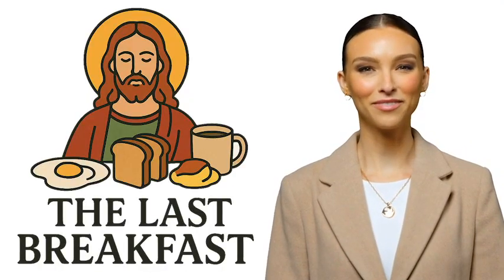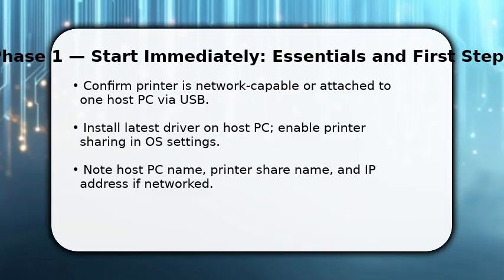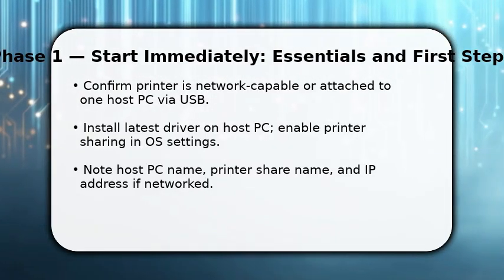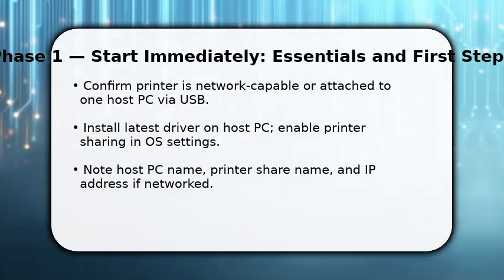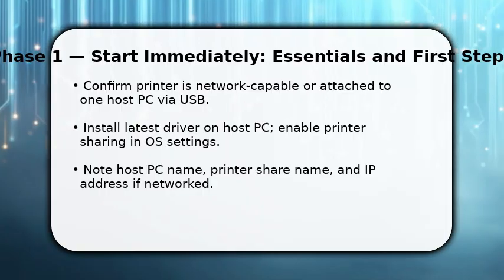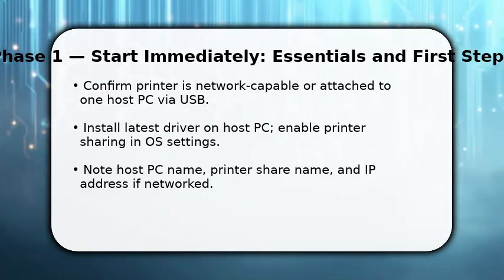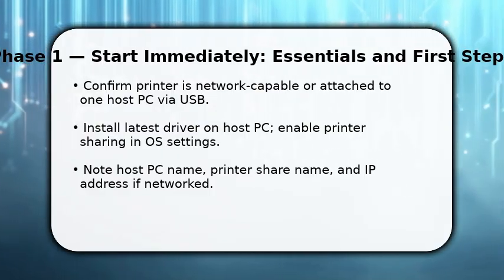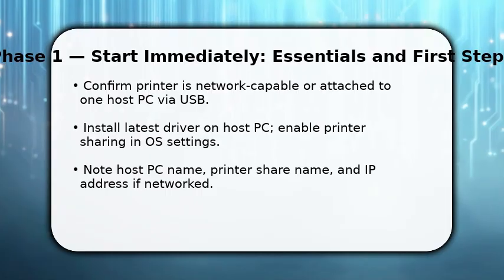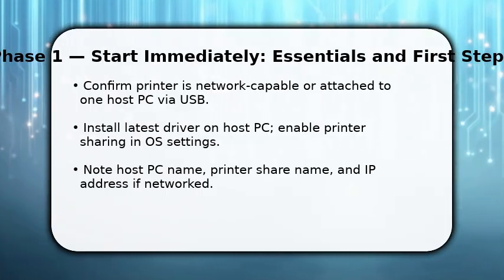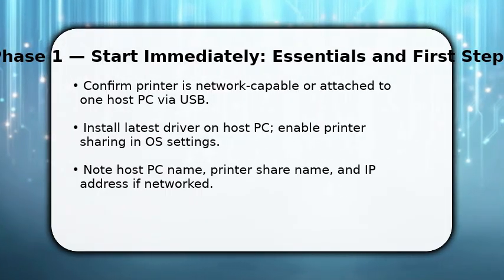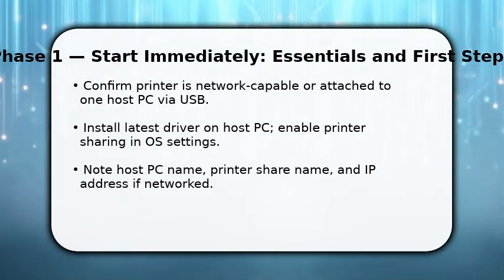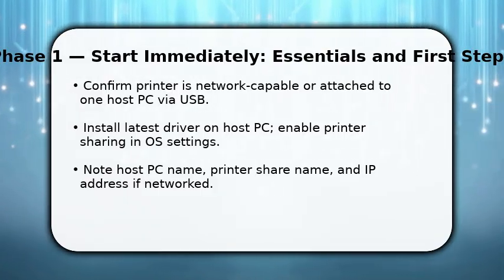Please enjoy the video. You'll begin by preparing one host machine as the printer gateway. Install the correct driver on that host, then enable printer sharing in Windows or Mac OS. This exposes the device to other PCs. If the printer supports Ethernet or Wi-Fi, assign a static IP or note the DHCP address so other machines can find it. Once done, record the host computer name and the printer share name. Keep admin credentials ready. These let you authorize installations on the client PCs when connecting.